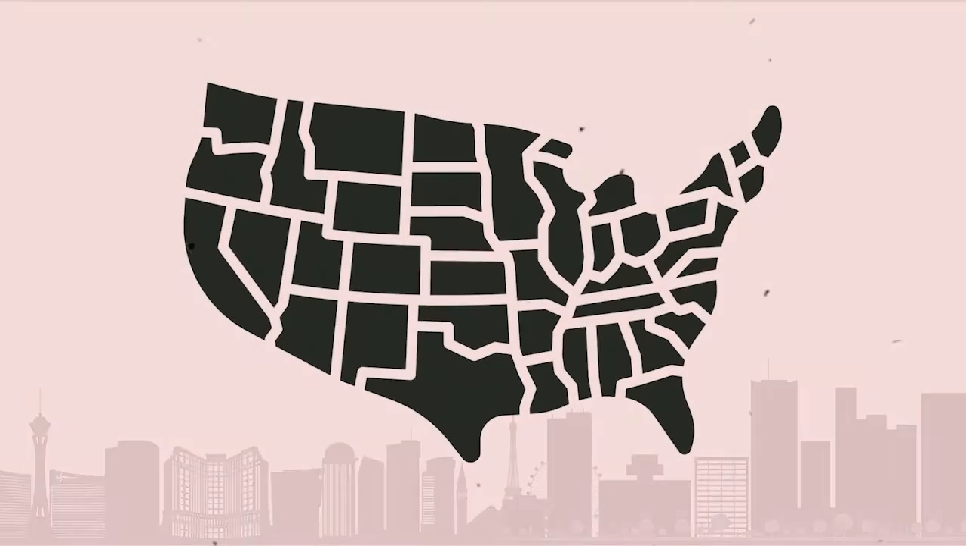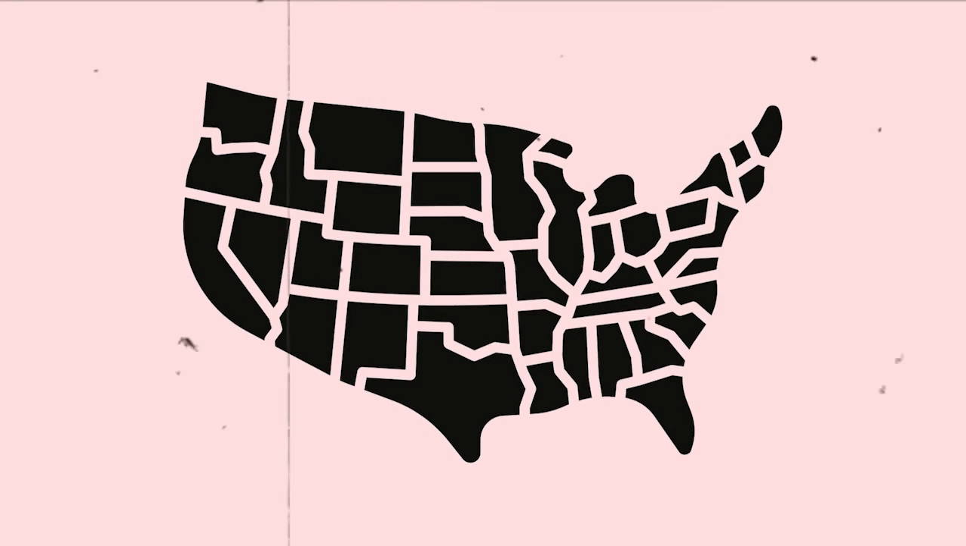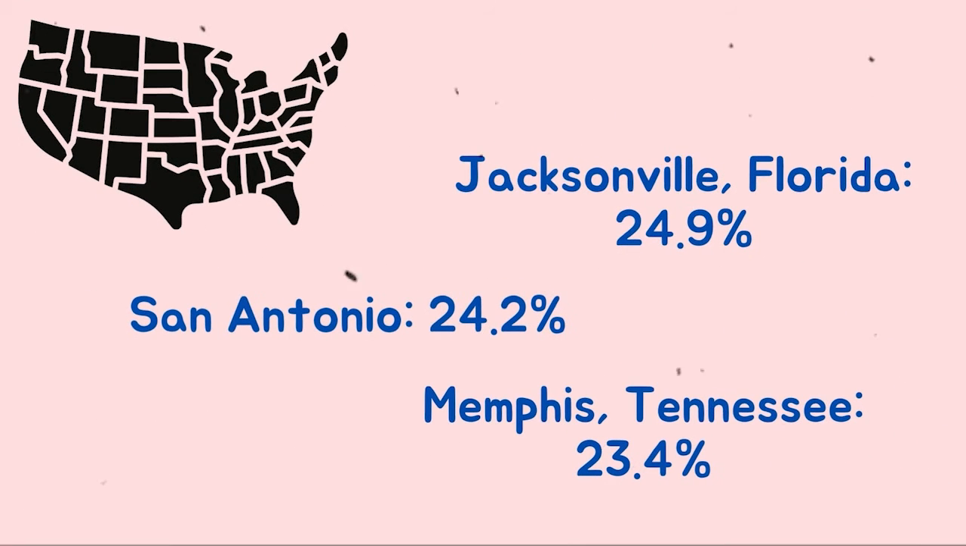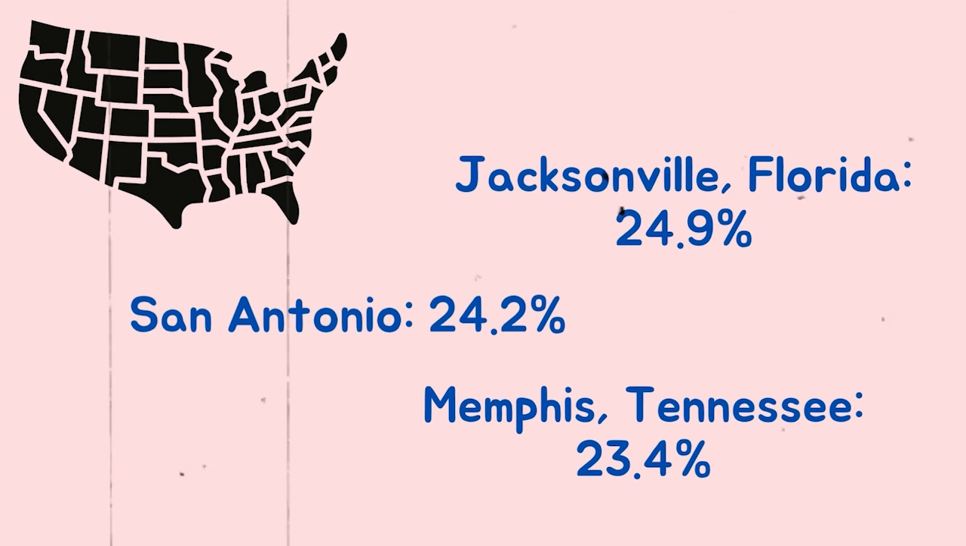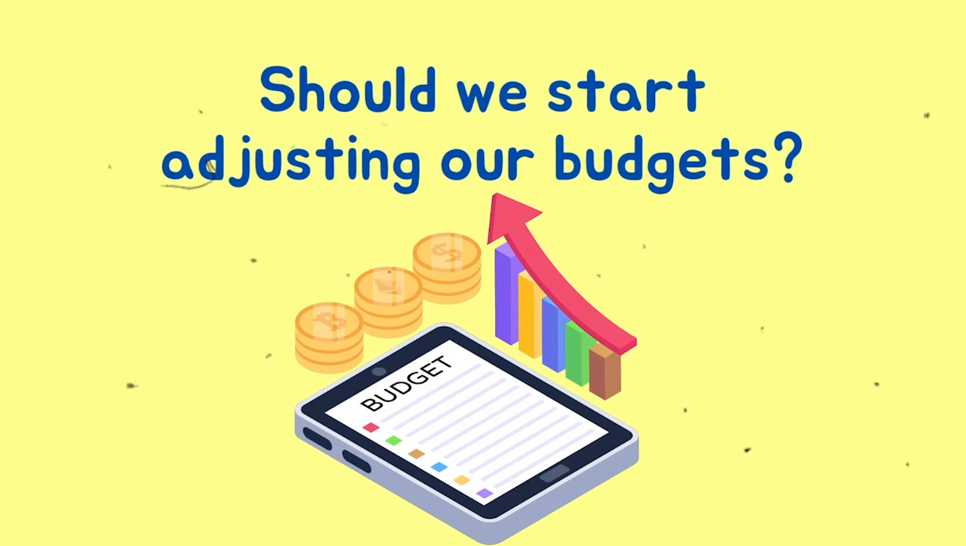Rents in other U.S. cities peaked in March this year at 24.9% in Jacksonville, Florida, 24.2% in San Antonio, and 23.4% in Memphis, Tennessee. Should we start adjusting our budgets?